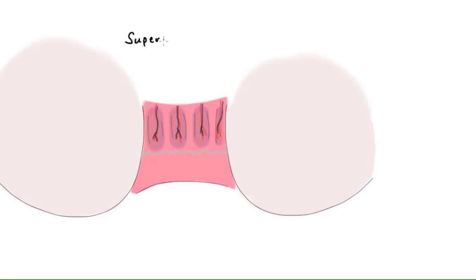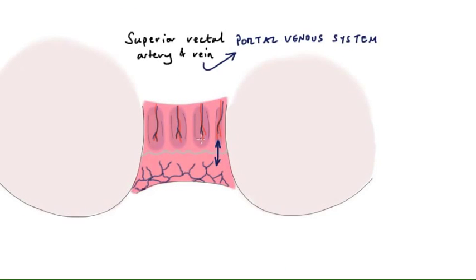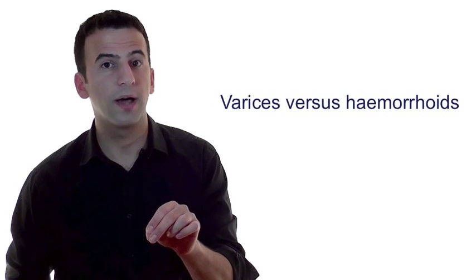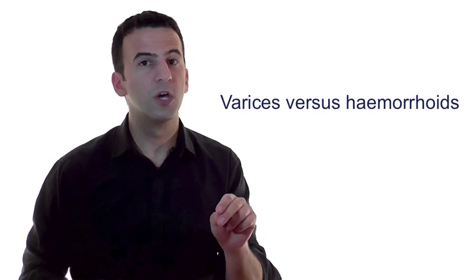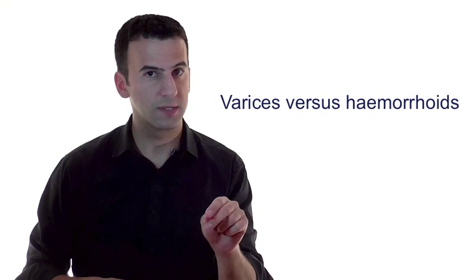Now I hear you screaming, what about portal hypertension? The increased pressure in the portal venous system can lead to varices at sites of portosystemic communication, and one such place is the anal region. So portal venous hypertension may lead to varices at the anal canal, which are dilated tortuous veins, rather than hemorrhoids, which are swollen vascular cushions.